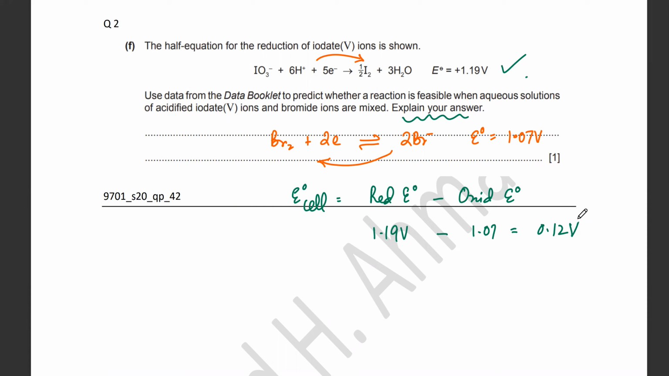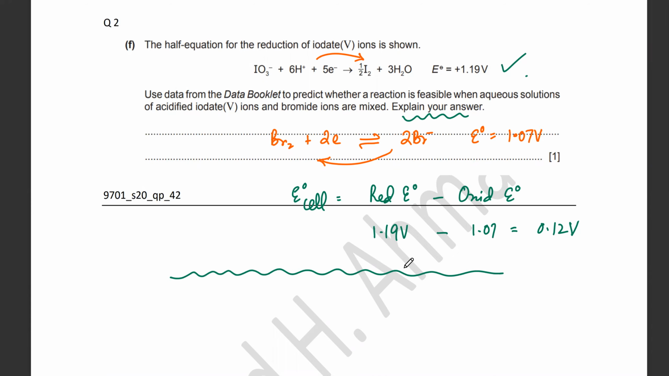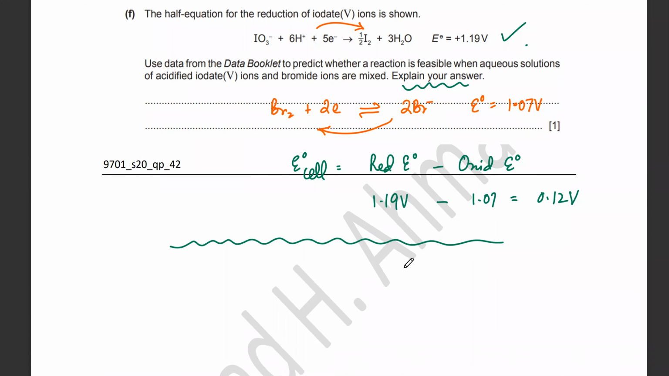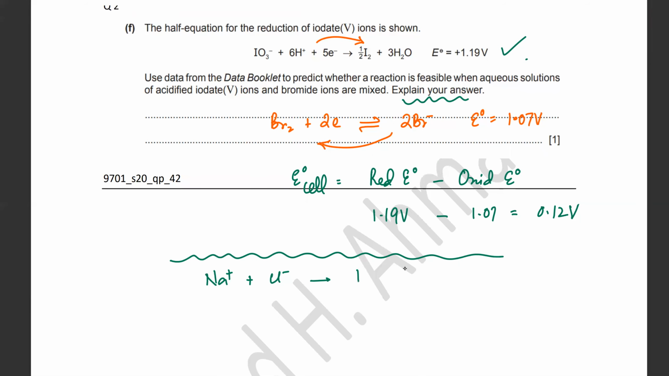So let's say, Abrar, I'm going to try and answer your question. This one is feasible, right? Let's think of a reaction that's not feasible. Let's say I've got Na+1 reacting with Cl-1. The Na+1 changes back into Na, and the Cl-1 changes back into Cl2. Now, we know that this reaction is obviously not feasible.